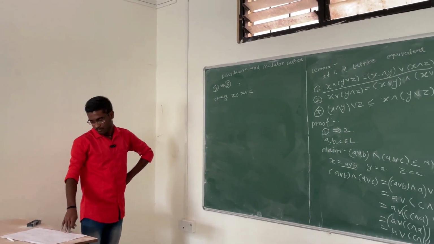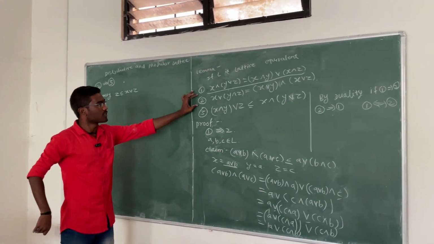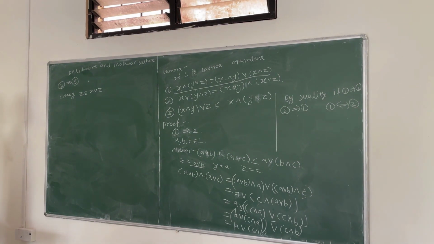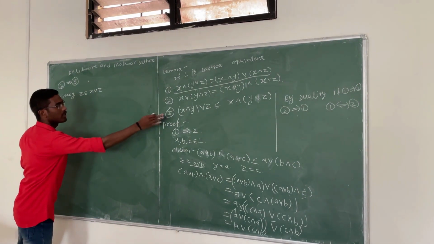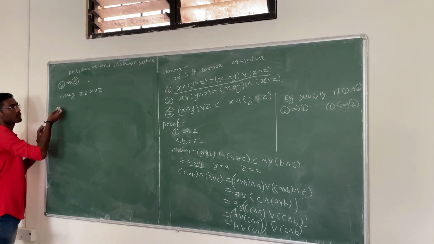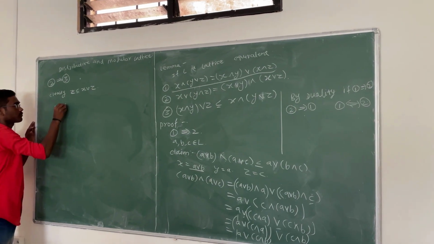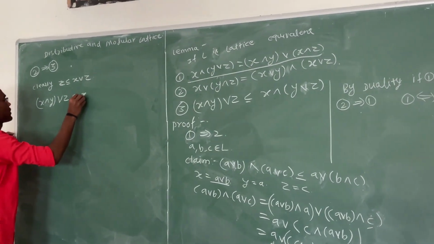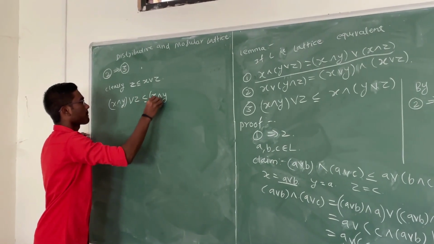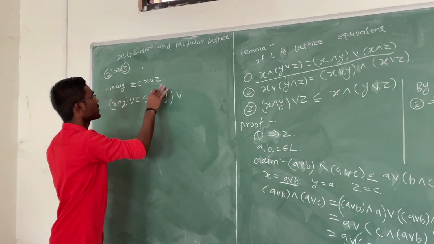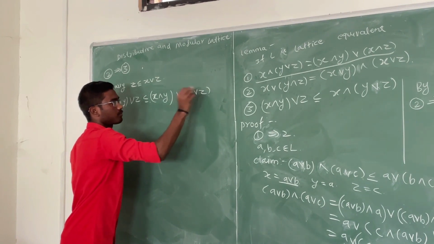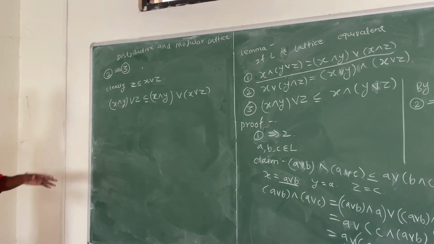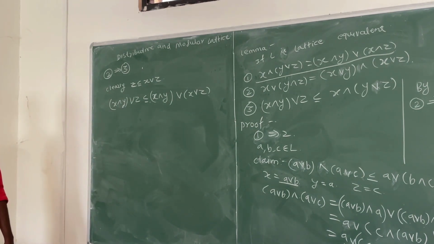What are you supposed to prove, sir? Using the second one, we have to prove the third one. In the third, we will put Z in Z: X meet Y join Z, which is less than or equal to X meet Y join X meet Z. X join Z. That is X join Z. So, and then X meet Y.